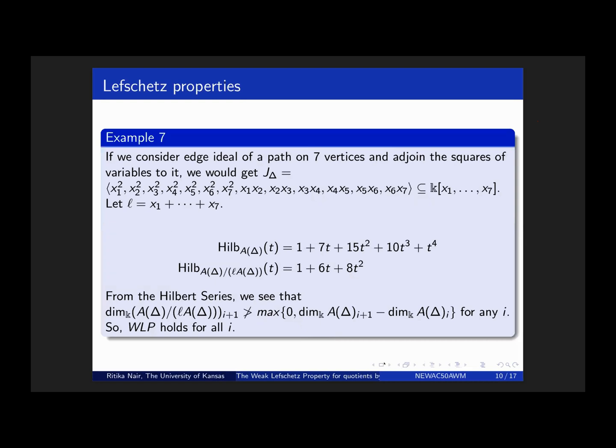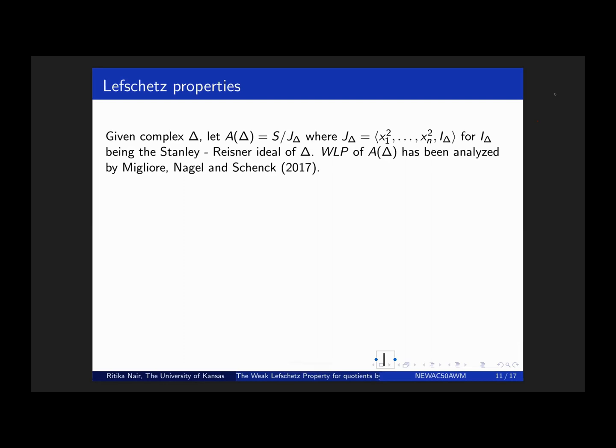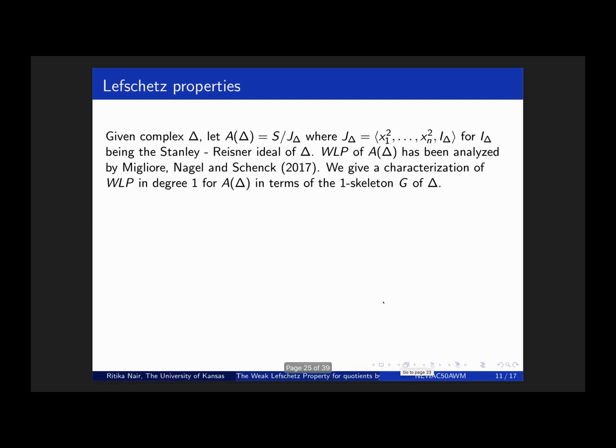Now, proceeding from here. So this particular kind of ideal, as someone had asked earlier, it's actually been analyzed in some other papers already. I would like to point that out. So there are some results related to the Lefschetz property of this quotient ring A. And moving forward from there, let us come to some characterization we would like to introduce. So we are trying to give a characterization of Lefschetz property in degree 1 for this quotient ring A, just by using the one skeleton or the edge graph of the simplicial complex.